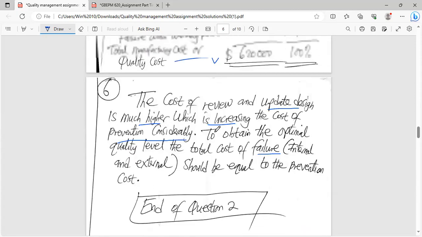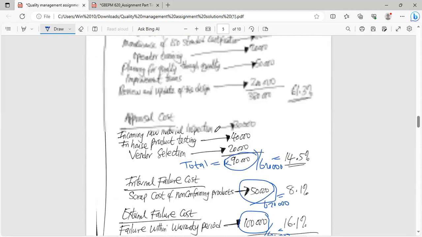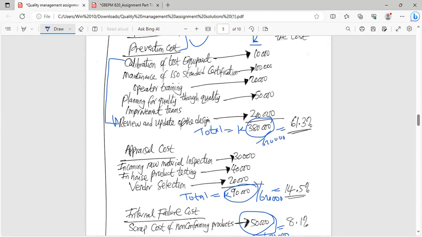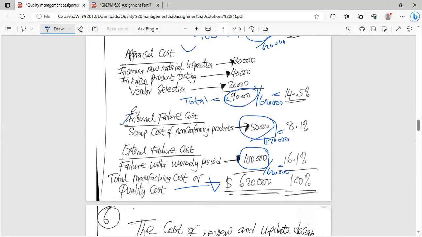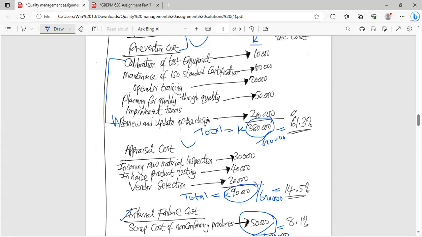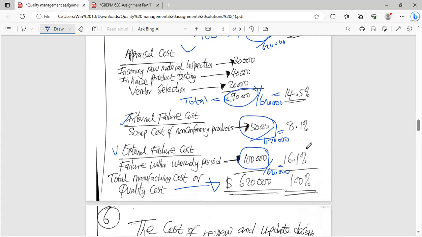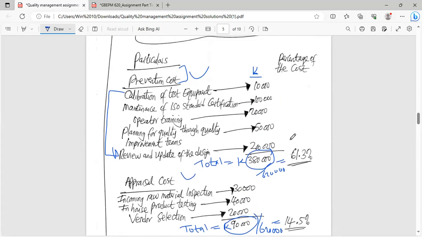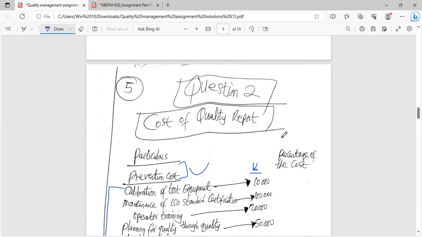So this actually marks the end of the review of this assignment paper. And question number 2 is just on types of cost of quality. We have the prevention cost, the appraisal cost, and the internal and external failure costs. Looking at the proportions, the prevention cost was high, followed by the external, then the appraisal, and then the internal failure was the least percentage in terms of the proportion of cost. All right, so this is the assignment review for the cost of quality. So the assignment review is done.